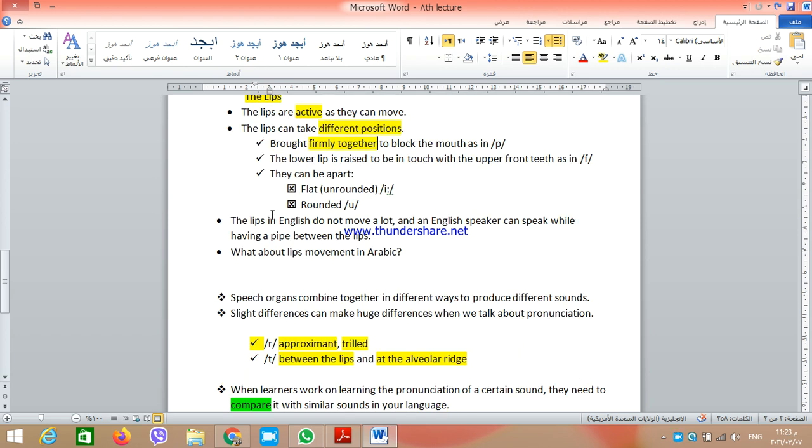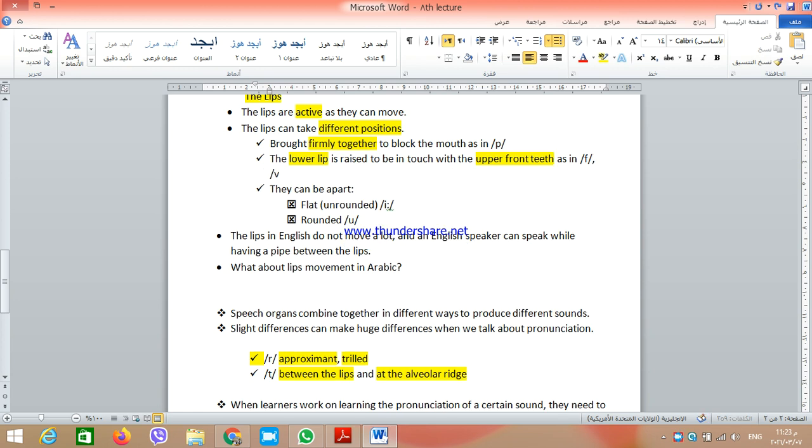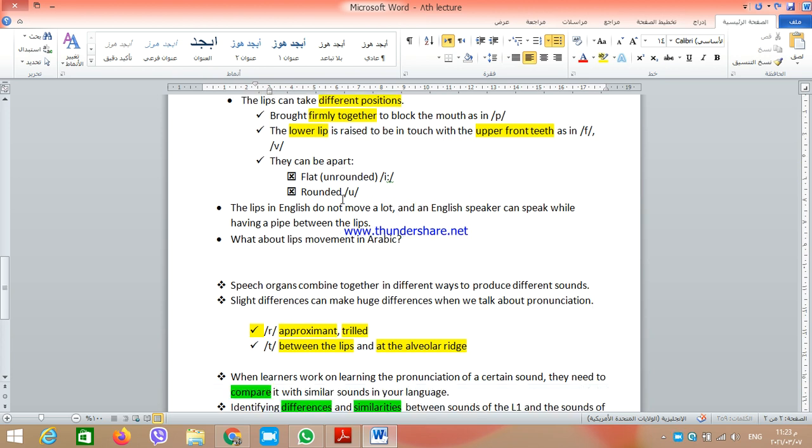There is another position, when the lower lip is raised to be in touch with the upper front teeth. This is when we have sounds like f and v. And they can be apart, they can be away from each other.